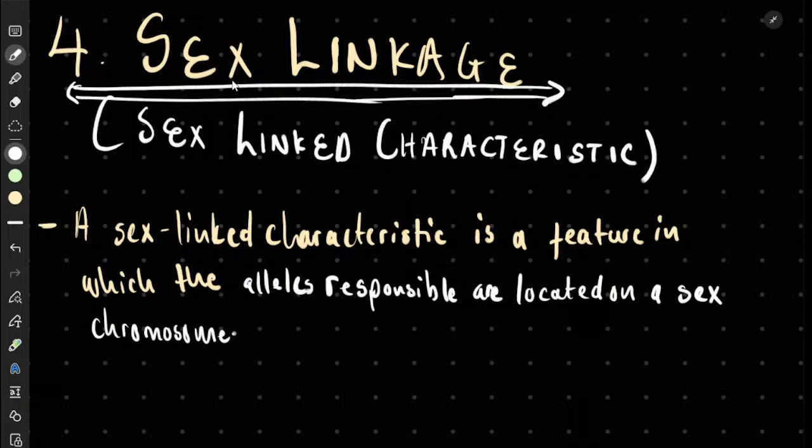If you have any condition whose allele, the allele that codes for it, has the instructions for that thing, and that allele is located on a sex chromosome, then you must know that that thing is sex-linked. It will appear in one of the genders. So if something appears in one of the genders, that's a sex-linked characteristic.